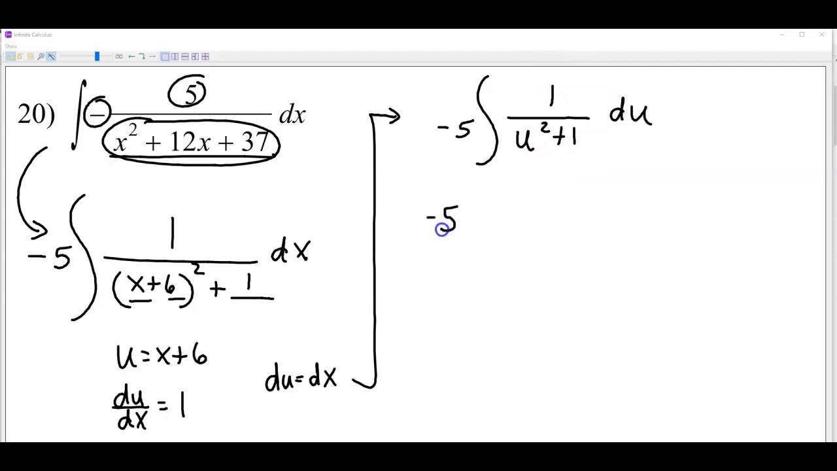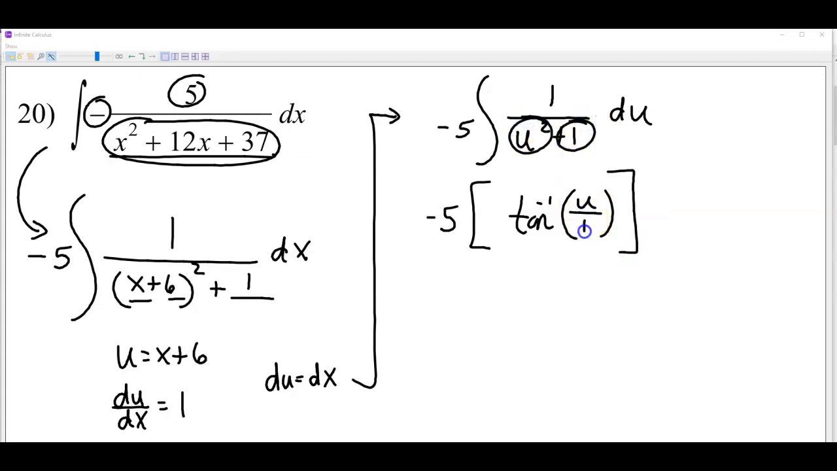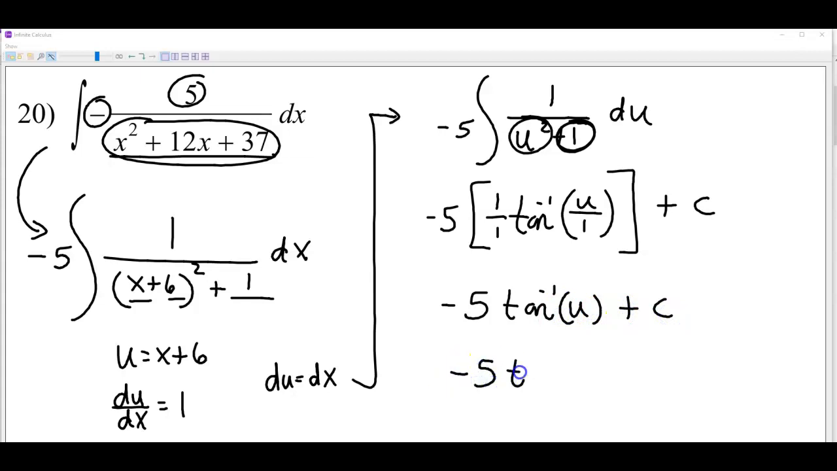Okay? So we have negative 5. The number on top is going to be the square root of that. The number that goes on the bottom is the square root of that. And arc-tangent also has 1 over the square root of this number, which is 1 also. We can simplify this a little bit, though. And then finally, we can replace the u with x plus 6.